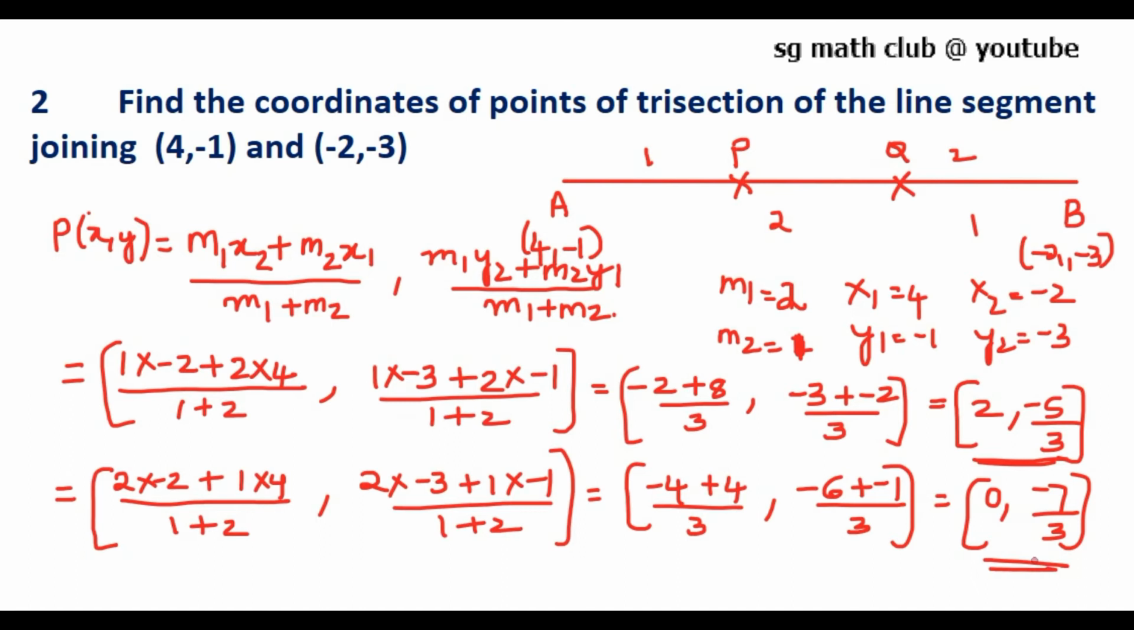So we got the coordinates of P as well as the coordinates of Q. Bisect means divide into 2 equal parts, and trisect means divide into 3 equal parts. So when you consider the coordinates of P, it is dividing the line segment in the ratio 1:2. In the same way, Q is dividing internally the line segment AB in the ratio 2:1. We write the section formula and substitute the values.